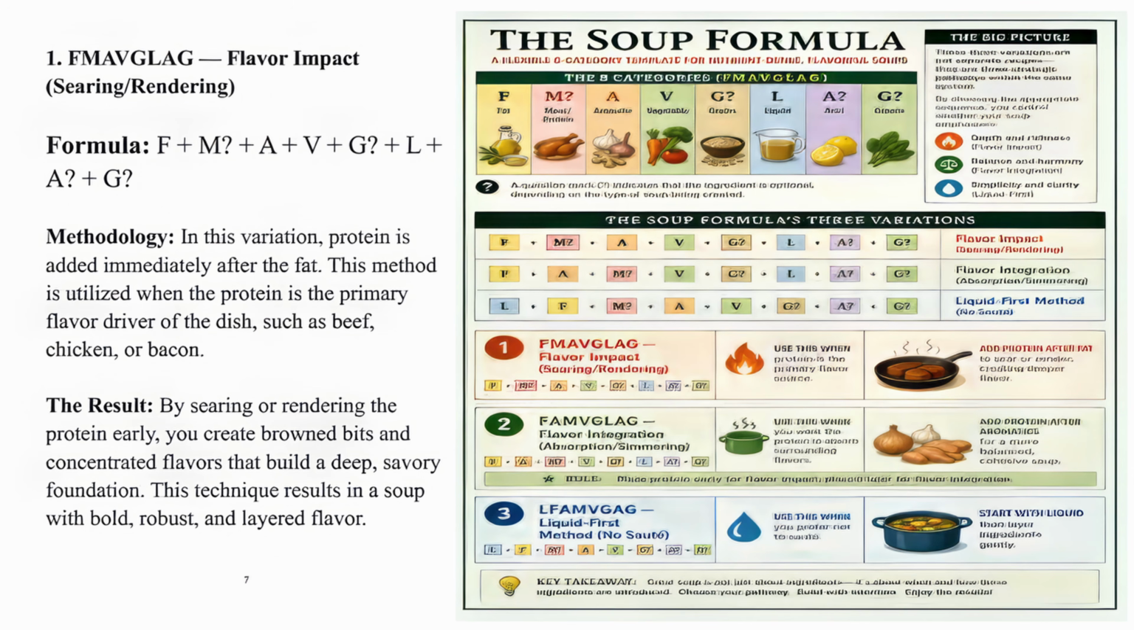Number 1. FMAVGLAG, flavor impact, searing/rendering. Formula: F plus M, plus A, plus V, plus G, plus L, plus A, plus G.